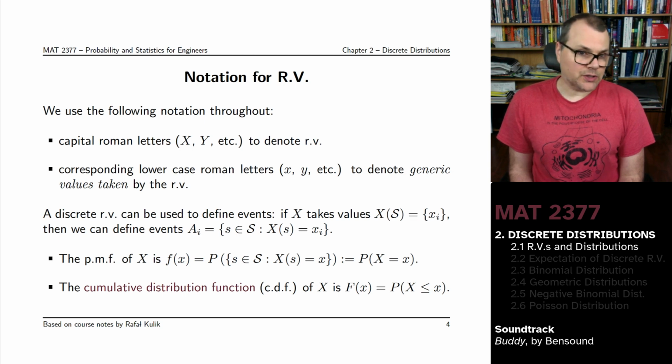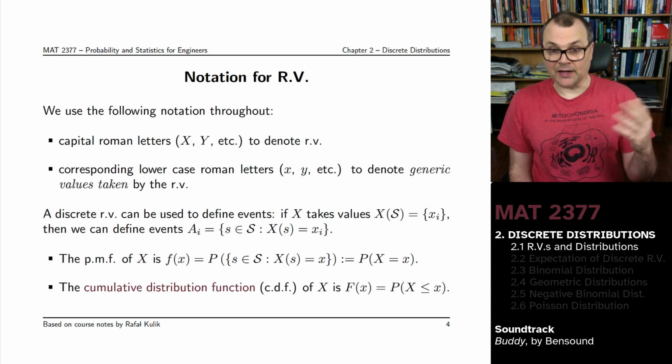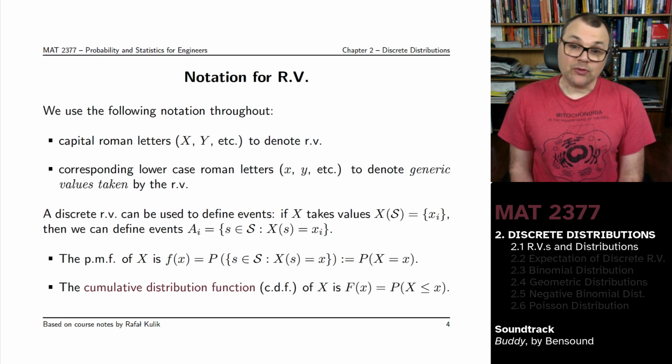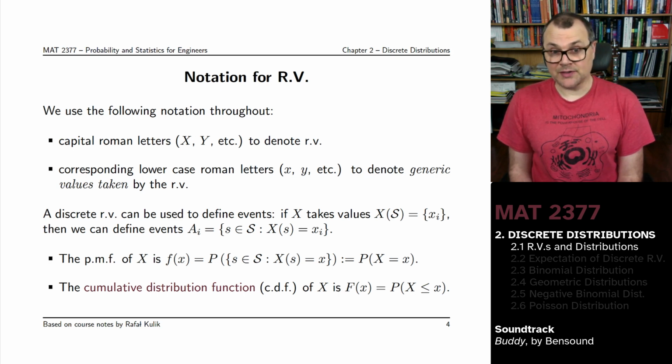Now you can use discrete random variables to define events. Say that your random variable takes on the values xi, so potentially x1, x2, x3 all the way up to xn. Then your events A1, A2, A3 all the way up to An would be the set of all outcomes in the sample space for which, when you apply the function to that outcome, you get xi.